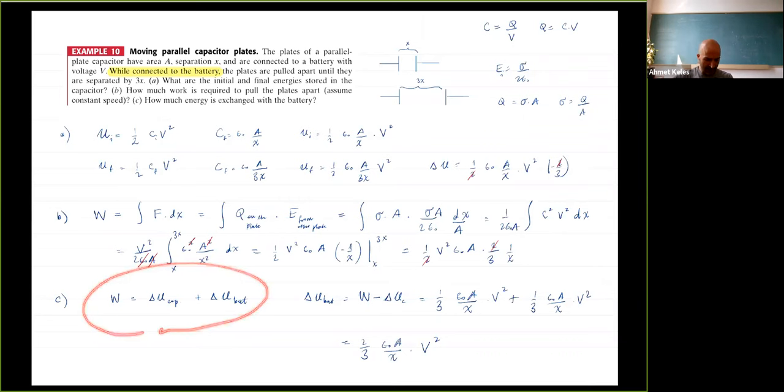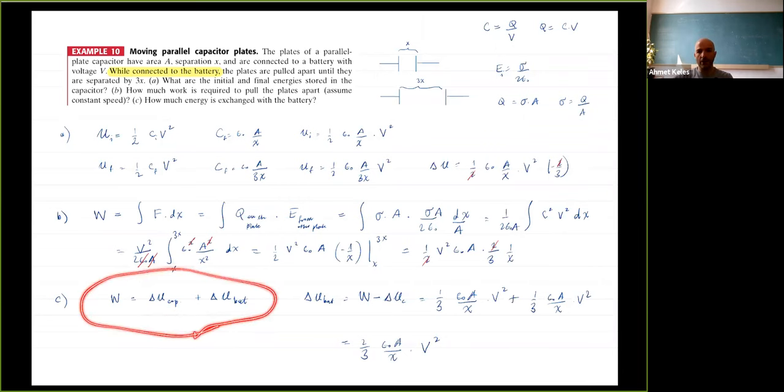The work I have done should be equal to the change in energy of the capacitor plus the change in energy of the battery, right? There is nothing else I can add here. All the processes are taken into account. And I know W, and I calculated delta U capacitor, so I can solve this equation for the battery, and that's what I found. So the amount of energy exchanged with the battery should balance this equation.